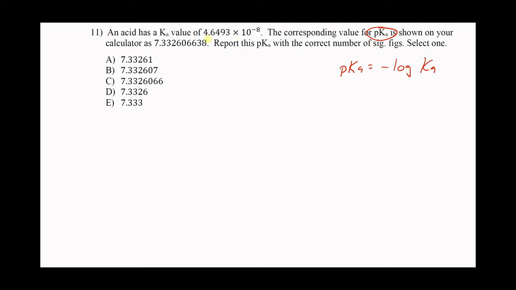So how many sig figs do we have here? 1, 2, 3, 4, 5 sig figs, right? So we have 5 sig figs, and we have to maintain those sig figs to the right of the decimal place. So which one of these has 5 to the right of the decimal place? Let's see. 1, 2, 3, 4, 5. Gotcha, right? 1, 2, 3, 4, 5, and that 6 rounds up.